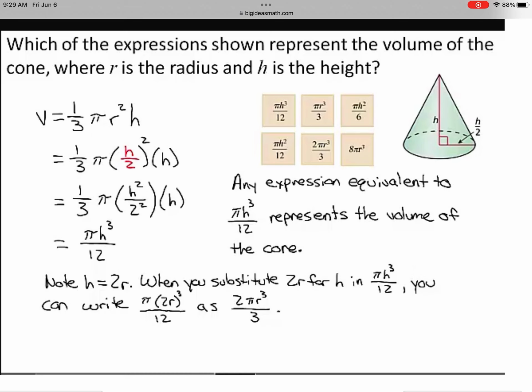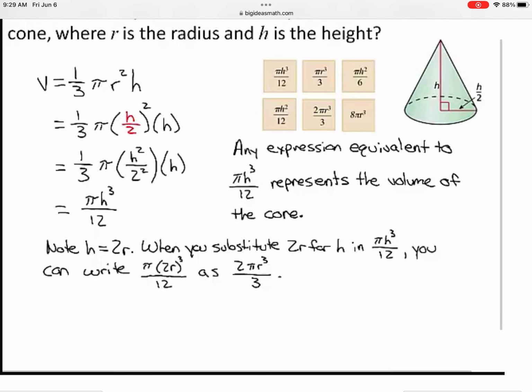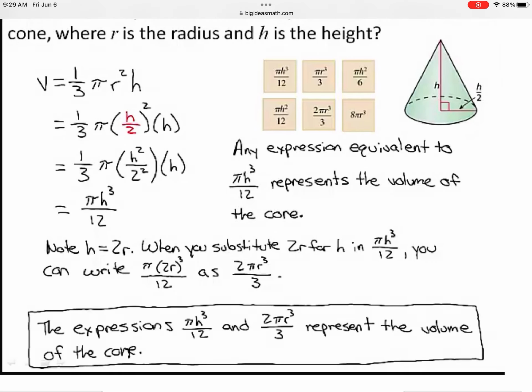Note that none of the other expressions are equivalent to pi times h to the third power divided by 12. So the expressions pi times h to the third power divided by 12 and 2 times pi times r to the third power divided by 3 represent the volume of the cone.